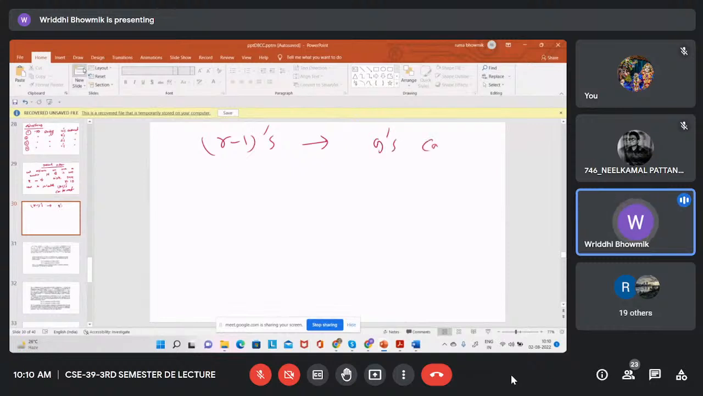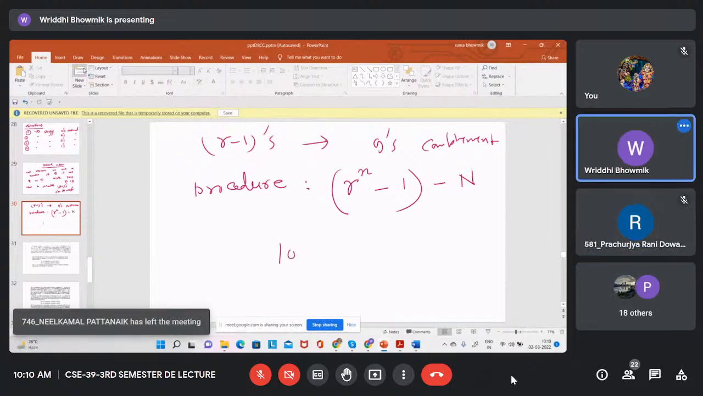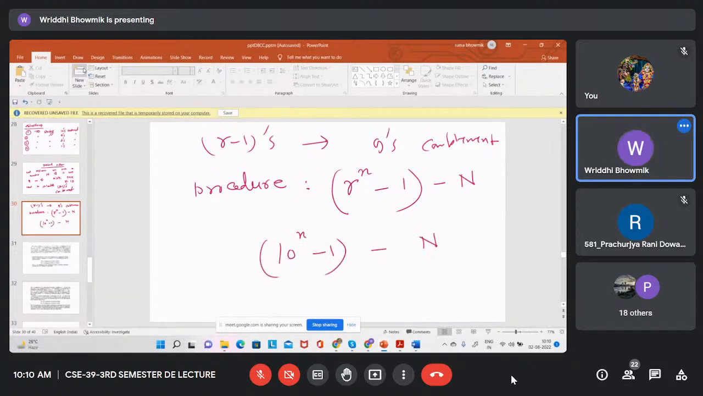Case 9's complement, and the procedure is 10 to the power n minus 1 minus capital N. It means 10 to the power n minus 1 minus capital N.